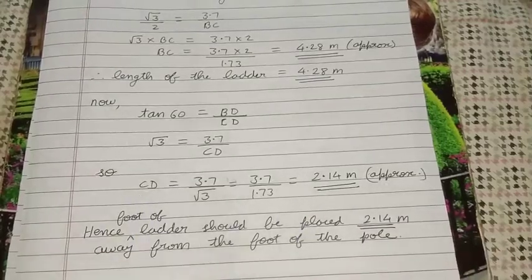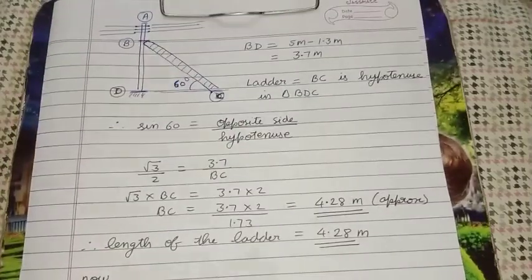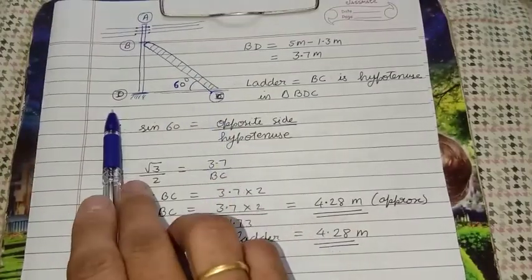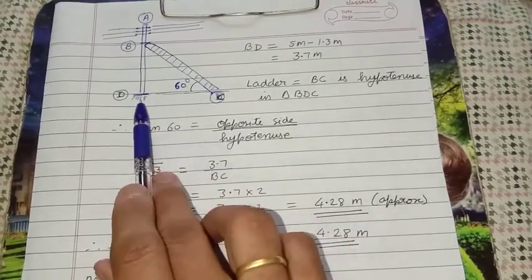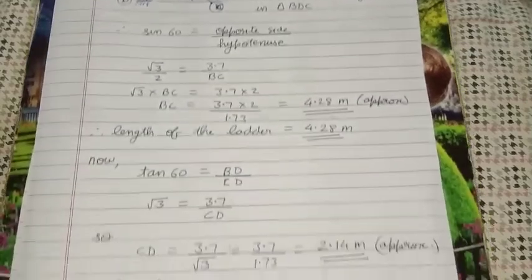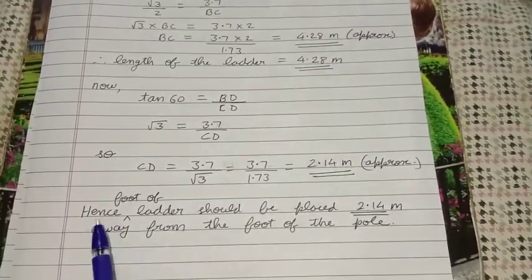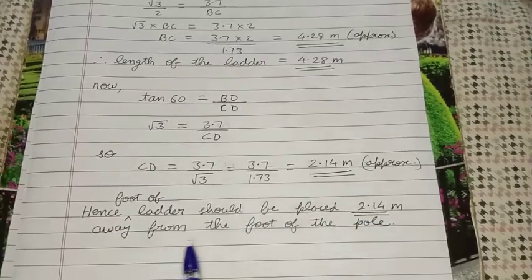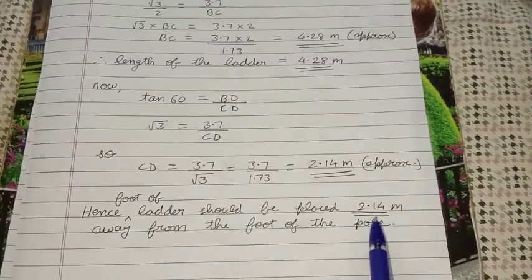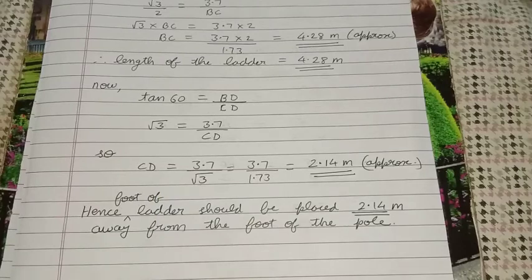This is CD. What was CD? CD is the distance between the foot of the ladder and the foot of the pole, and this was actually asked. So the final answer I have written: the foot of the ladder should be placed 2.14 meters away from the foot of the pole. This was asked to us. Okay.